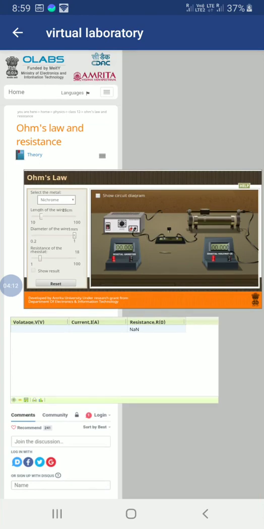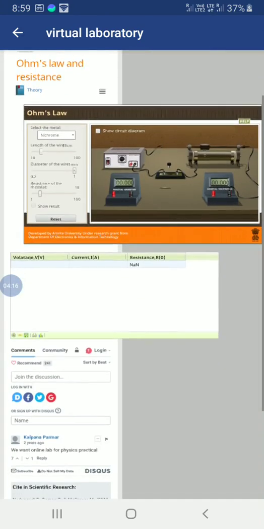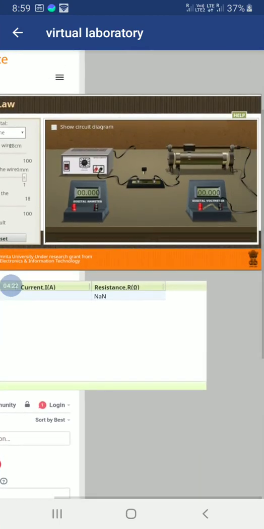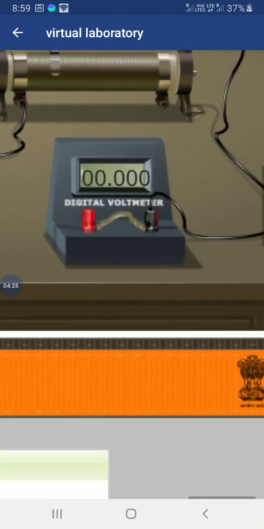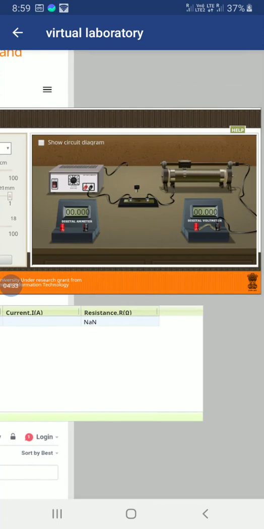Now you can see the small thing here. This is our nichrome wire. So the nichrome wire also we have to connect. So click on the nichrome wire and just move it, and yes, now you can see that the nichrome wire is also connected across the voltmeter. Remember, the voltmeter will always be connected across the conductor or any other electronic devices. Now this voltmeter has to be connected to the ammeter.